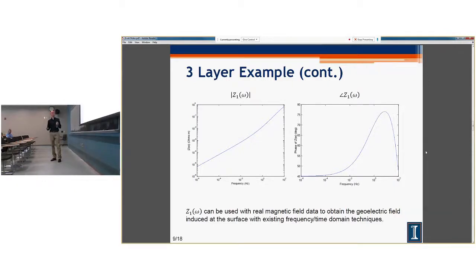So the cool thing is now we've actually modeled this Z function. This is something that we've been working on not for a long time, but it's something that's been in the back of our minds for several years now.